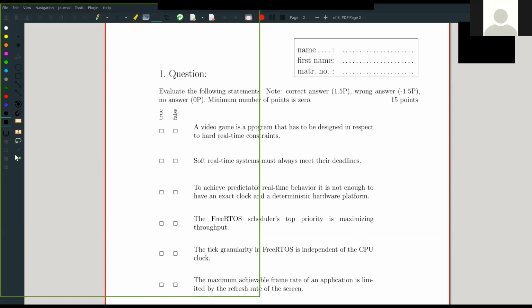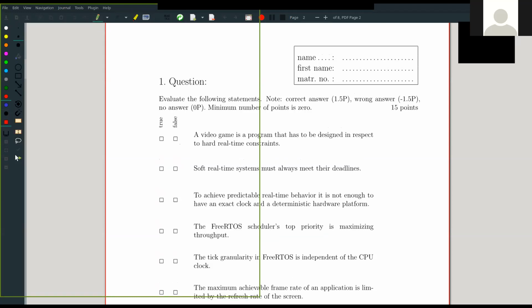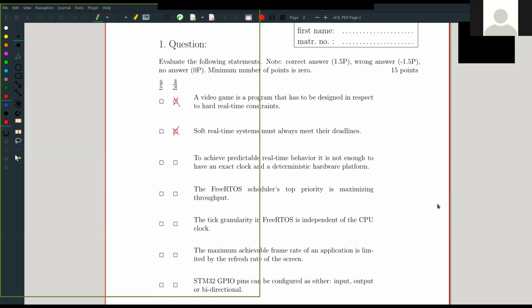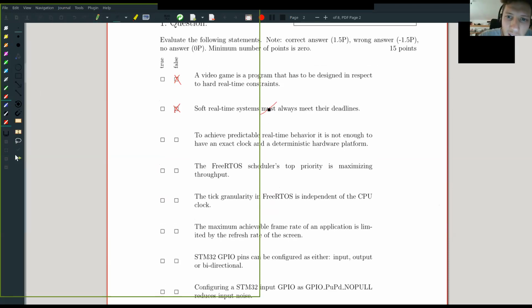Okay, I just want to get my pen. So yes, false. Then the second question, we sort of know the answer, I guess: false. Actually it should always meet the deadlines. Must. If you want to make it correct, this would be "should". Oh, actually hold on, I'm going to make this more explicit. There we go. Should. And this would be true. Maybe that makes sense.